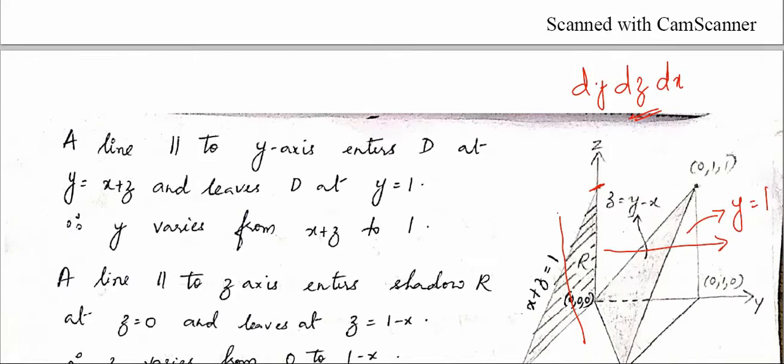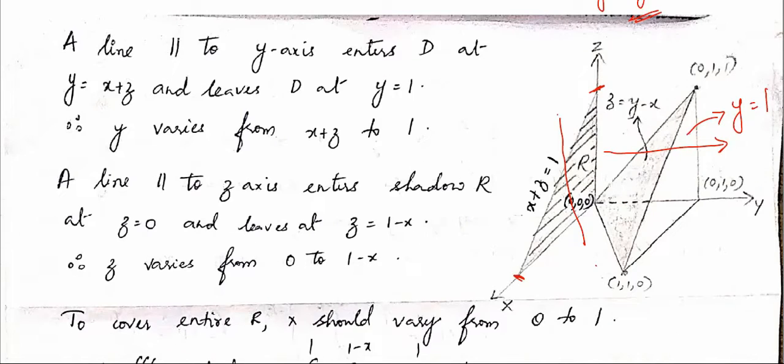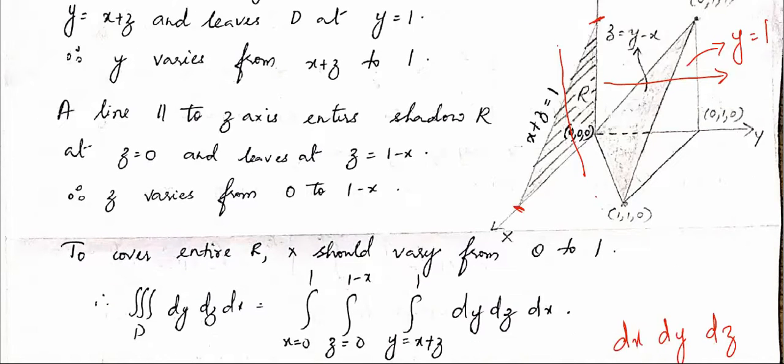dy dz dx. The limits of integration were: x varies from 0 to 1, z varies from 0 to 1 minus x, and y varies from x plus z to 1. Okay, so I am going to use these limits for our problem. I am using these directly because I have already done this in the previous problem.